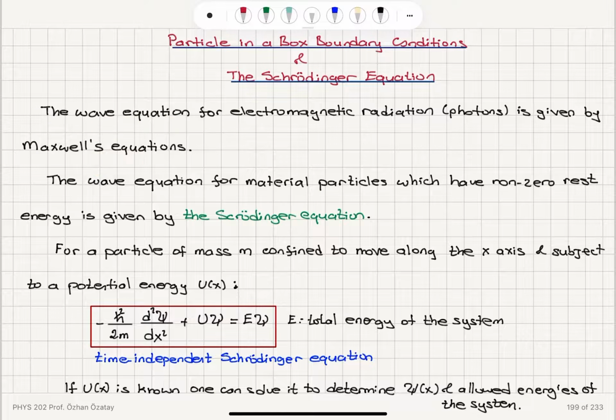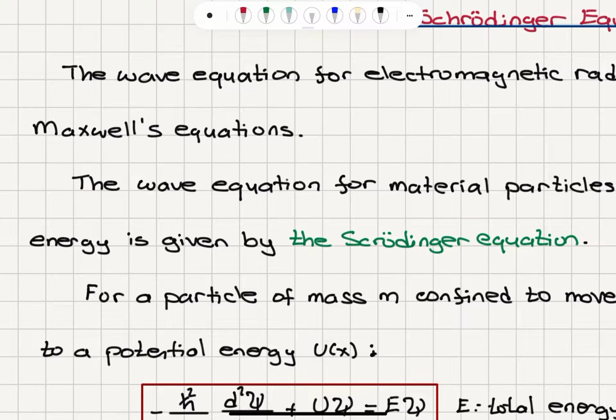At the beginning, we talked about these electromagnetic waves, which are described by Maxwell's equations. Now, the corresponding wave equation for material particles which have non-zero rest energy is given by the Schrödinger equation. So the Schrödinger equation replaces Maxwell's equations in the case of particle waves.